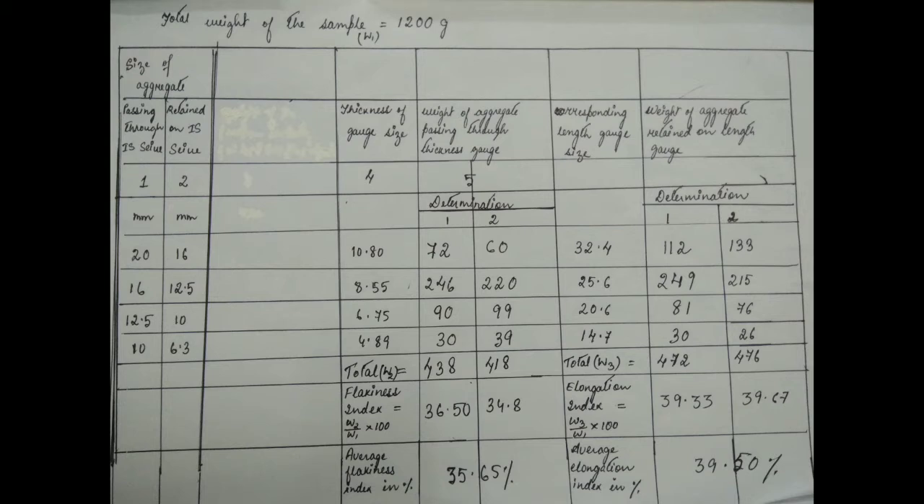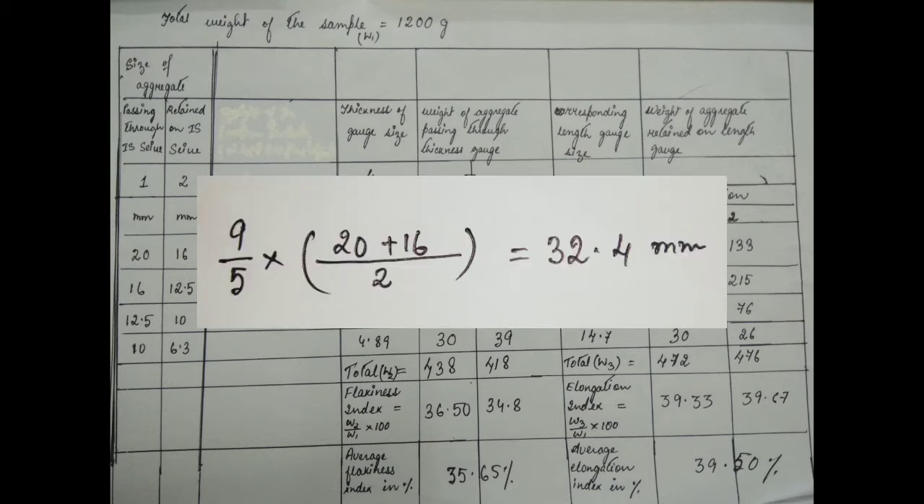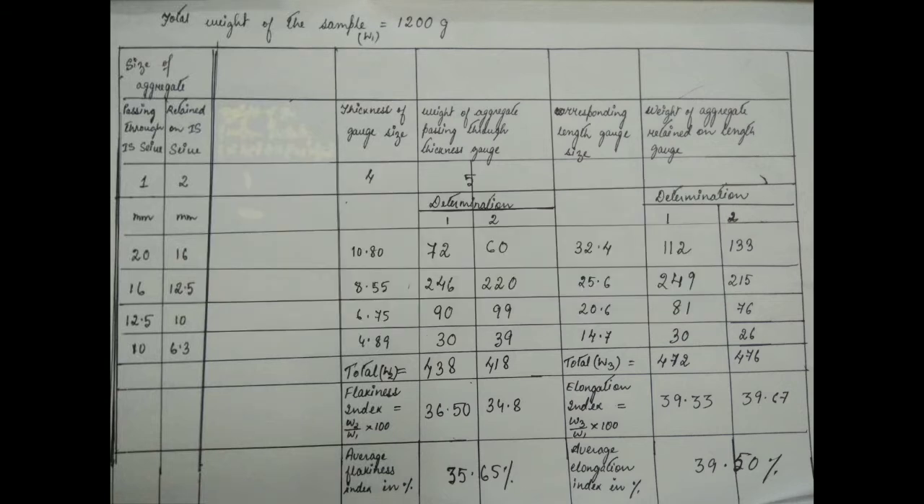Next, for the elongation test, we have the length gauge size, which is given by the length of the slot corresponding to 20 mm and 16 mm sieve. It is calculated as 9/5 into the sieve sizes, (20 + 16)/2, which is equal to 32.4 mm. Likewise, the corresponding length gauge size can be calculated for different sieves.